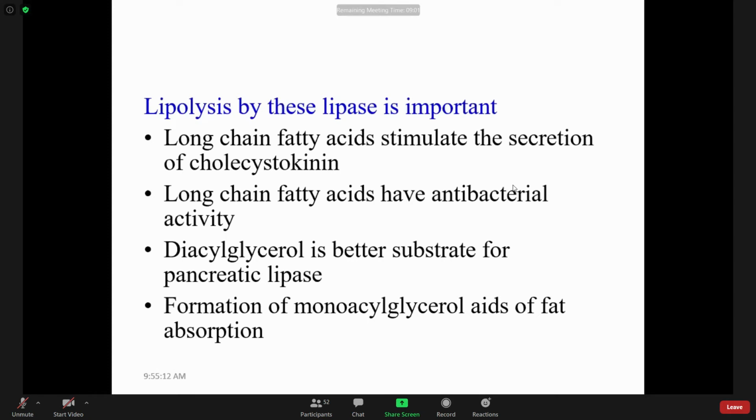Next, diacylglycerol, which is the product of hydrolysis by gastric lipase and lingual lipase, is a better substrate for pancreatic lipase. And the formation of monoacylglycerol aids fat absorption. So it helps in fat absorption.